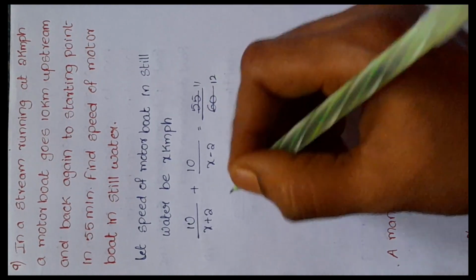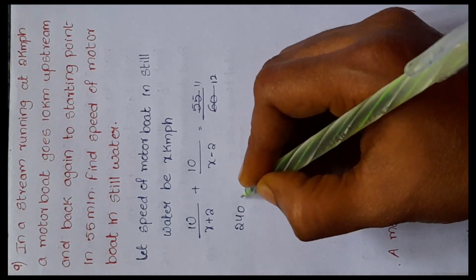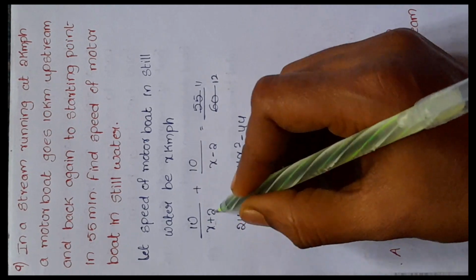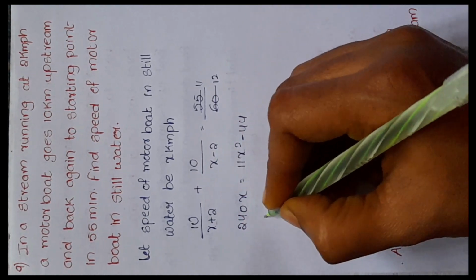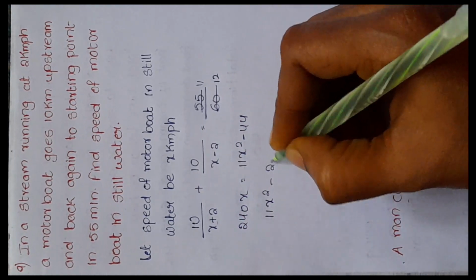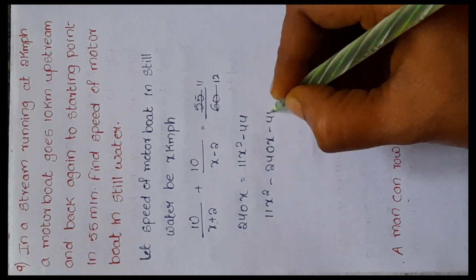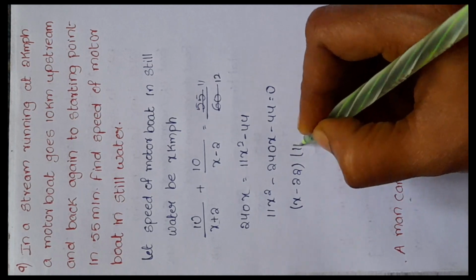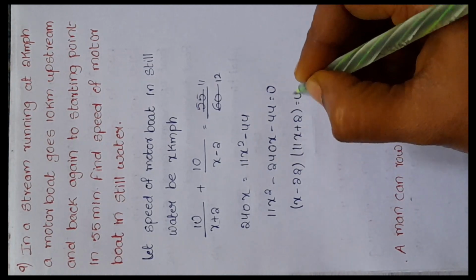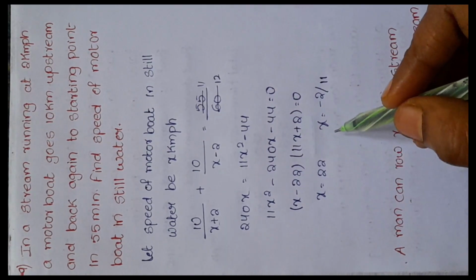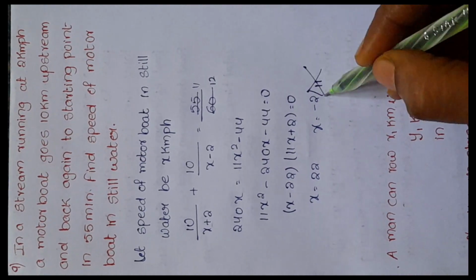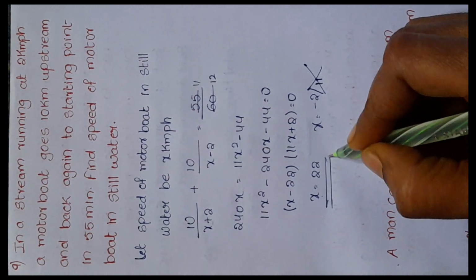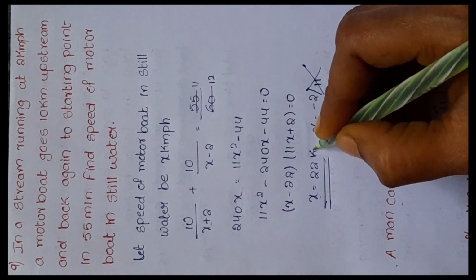11 times and 12 times. We get this as 240x is equal to 11 x square minus 44. That is, a plus b into a minus b is a square minus b square. 11 x square minus 240x minus 44 is equal to 0. We get this as x minus 22 and 11x plus 2 is equal to 0. From this we get two values. The speed can't be negative. So x is equal to 22 is correct. Speed of the motorboat in still water is 22 kilometers per hour.